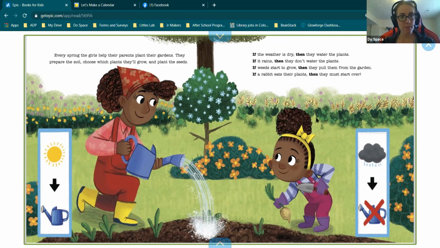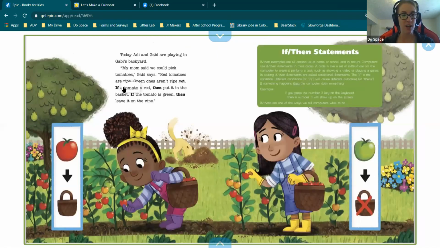So maybe, what's something that you can think of? Maybe, let's think. Maybe if it's hot outside, you can wear shorts, but if it's cold outside, you need to wear pants, long pants. That's a good if-then statement. Can you think of one? Let's see what other kind of if-then statements we have.